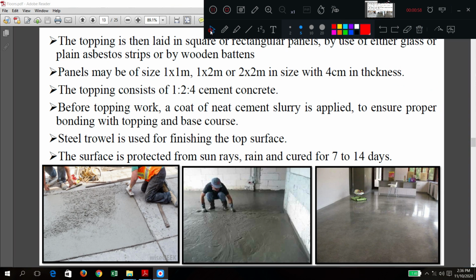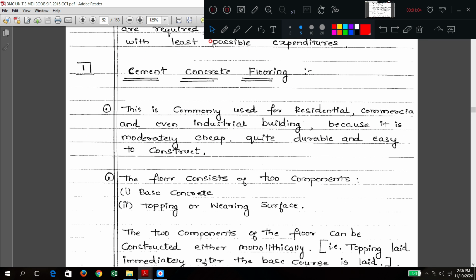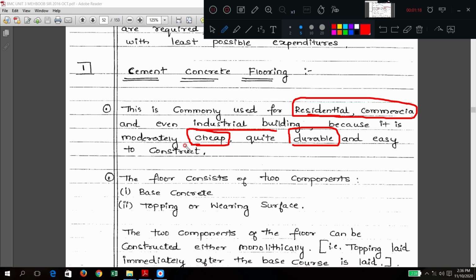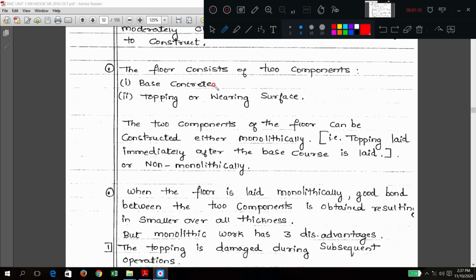So now what are the points here? This is commonly used in residential, commercial and industrial buildings, because it is very cheap, durable, and very easy to construct. So as we have seen in the diagram, it has got two things, base and cover.